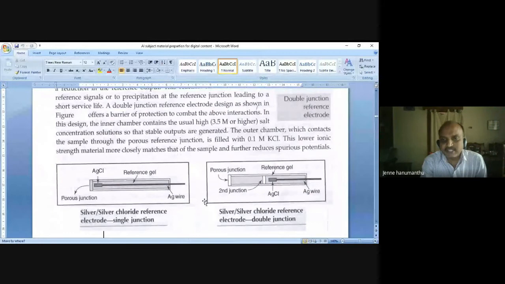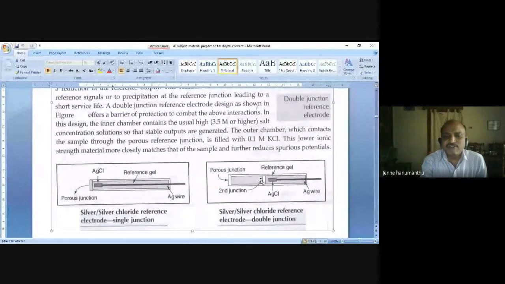There will be another junction if you want to provide it. We have to provide the other junction for accurate measurements of the pH. That is called a double junction silver chloride reference electrode, for very accurate measurements.